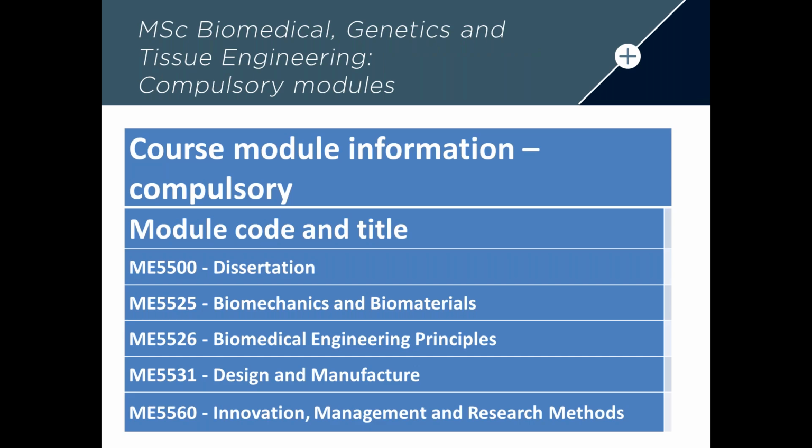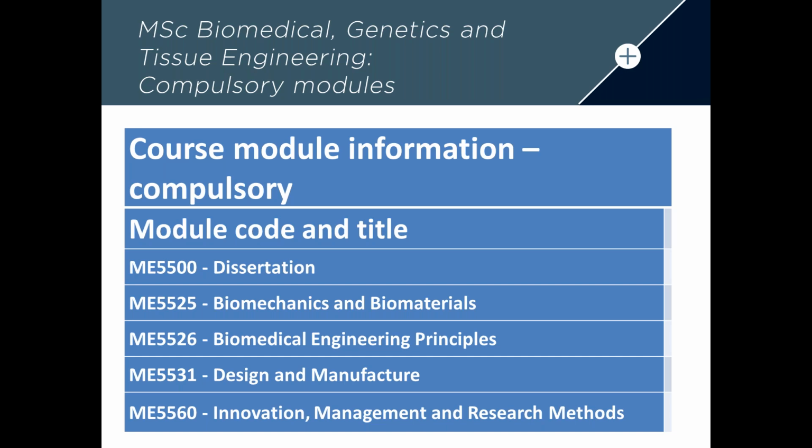Now I'm going to go through some of the modules that you are anticipating to take. We have the course split into two streams. One is the MSc in Biomedical Biogenetics and Tissue Engineering, and in that course you have a few compulsory modules that you will have to take in order to graduate. The first compulsory module is the dissertation, and this is a big module, and this accounts for 1/3 of the whole degree, 60 credits.